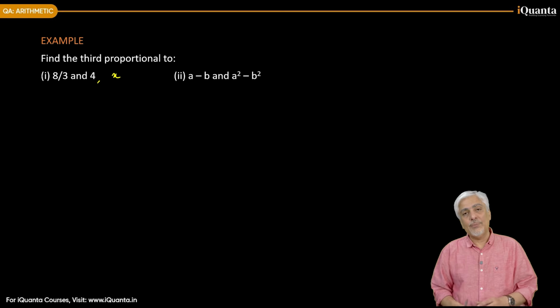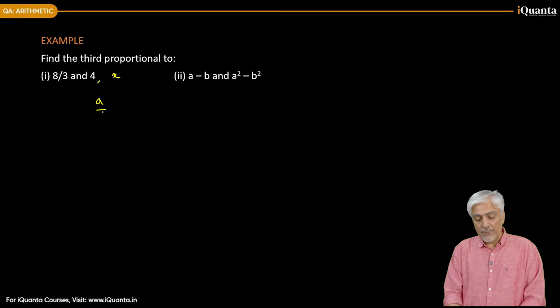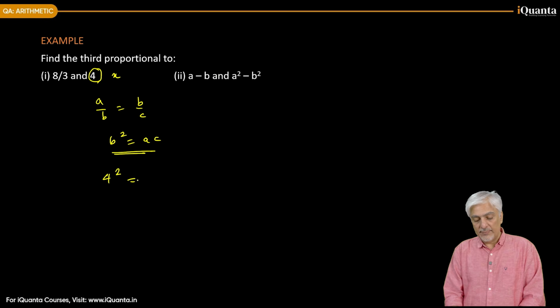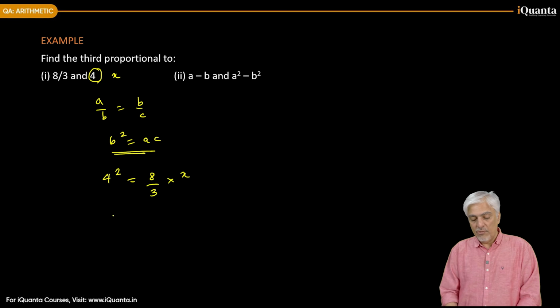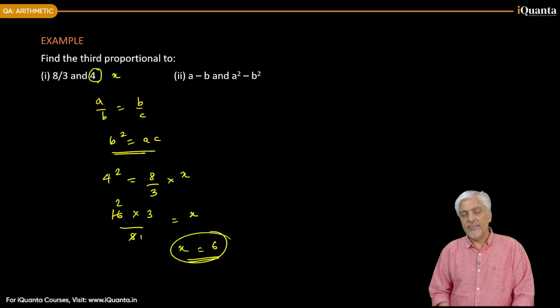So when I say third proportional, it automatically means continued proportion. That means a upon b is equal to b upon c. That means b square is ac. That means the square of the middle term, 4 square, is 8 upon 3 multiplied by x. 4 square is 16. 16 multiplied by 3 divided by 8 will give me the value of x. So it will become 8 ones are 8, twos are 16, and x will become 6.